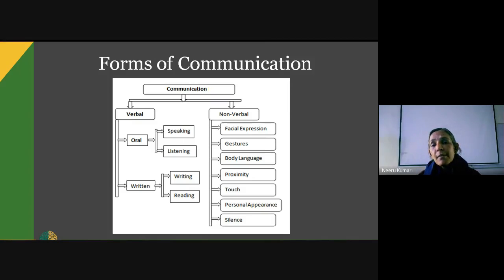Then let us discuss the second form, that is non-verbal communication. Non-verbal communication is something different from verbal communication. We were talking about language. The language could be English, Hindi, Maithili, Bhojpuri, or the different languages spoken by different people across countries. When we use a language, that again is considered verbal.